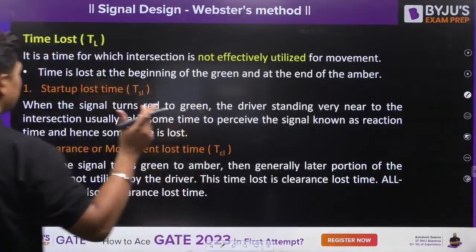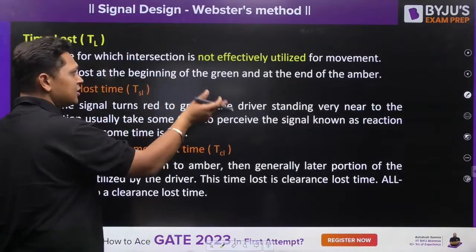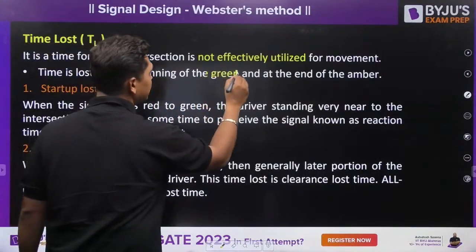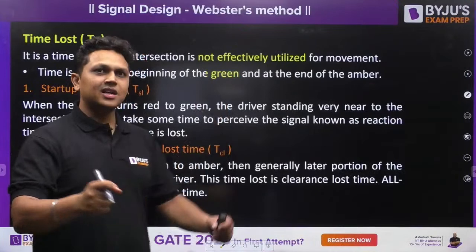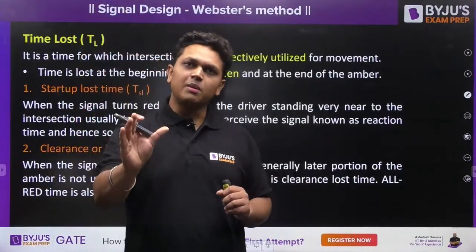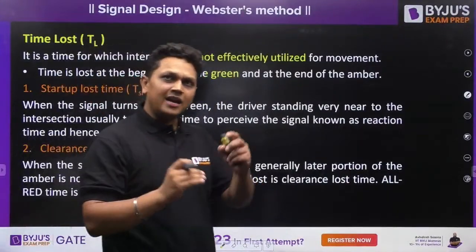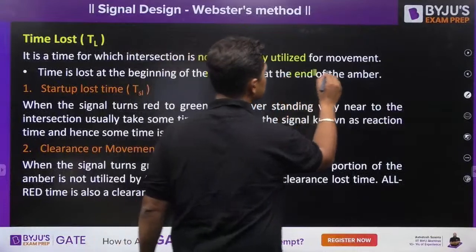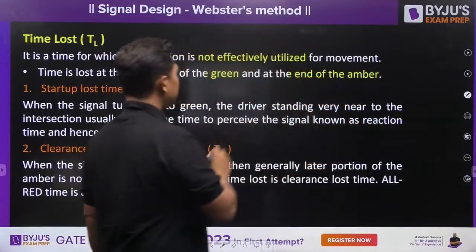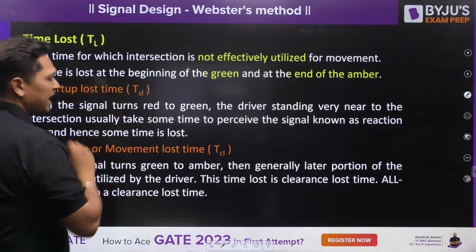Now this time lost is of two types. One time is lost during the beginning of the green light, when you are standing at the traffic and you just see the green light. And some time is lost at the end of the amber time. The time lost at the starting of the green time is referred to as startup time lost.